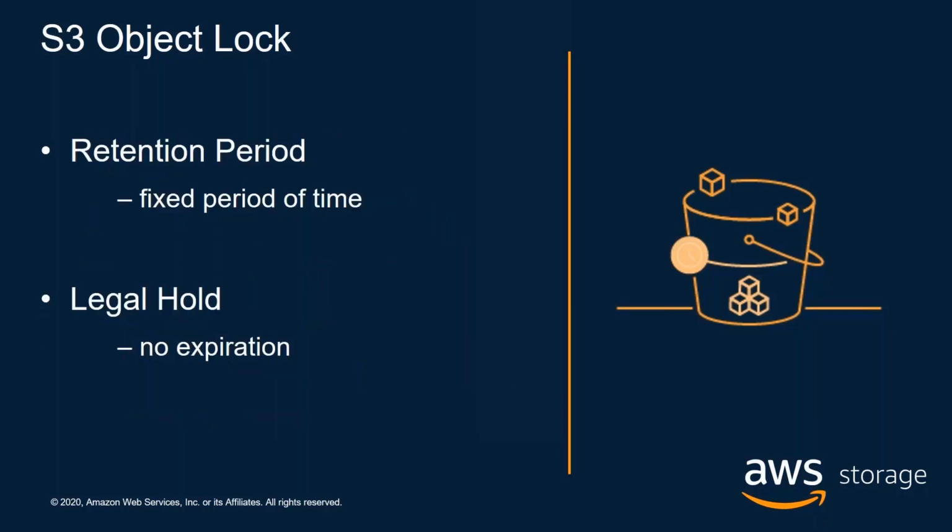Let's talk a little bit more about retention periods and legal holds. A retention period specifies a fixed period of time during which an object remains locked. During this period, your object is WORM protected and cannot be overwritten or deleted. A legal hold provides the same protection as a retention period, but it has no expiration date. Instead, a legal hold remains in place until you explicitly remove it.